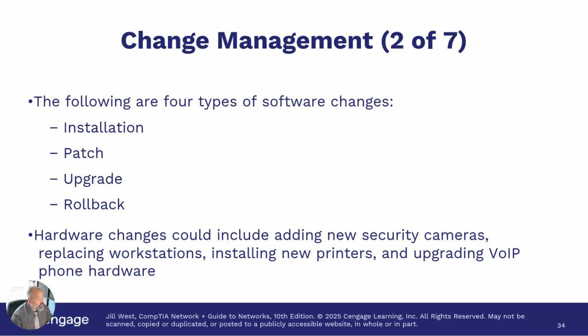Upgrades, which is moving to a new version of something. And rollbacks, which is going back to a previous version when you upgrade something and it doesn't have the intended effect. So sometimes you have to roll things back. Hardware changes include adding cameras, replacing workstations, installing printers, upgrading phones. It's basically anytime you want to touch the physical network.